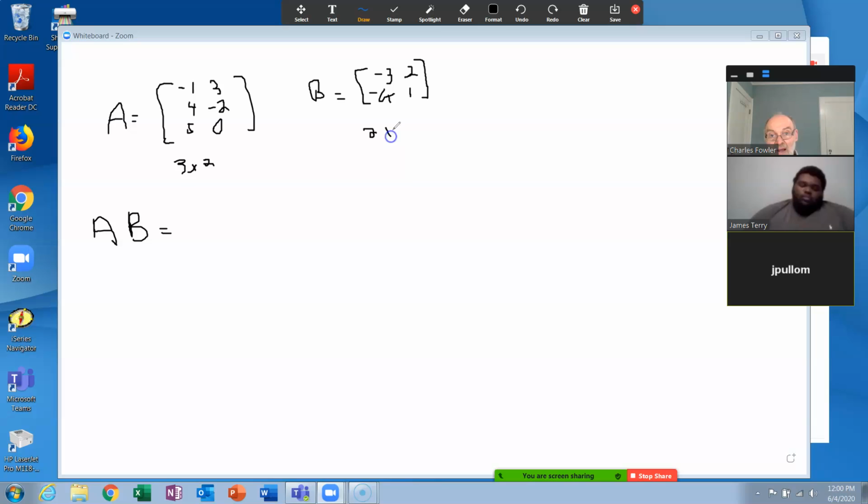Now, what's required for us to be able to multiply those two matrices together? The inner digits have to be the same, and they are. So the answer to the first question, yes, you can multiply these two. Now, here's the second question. What will be the size of the product matrix?